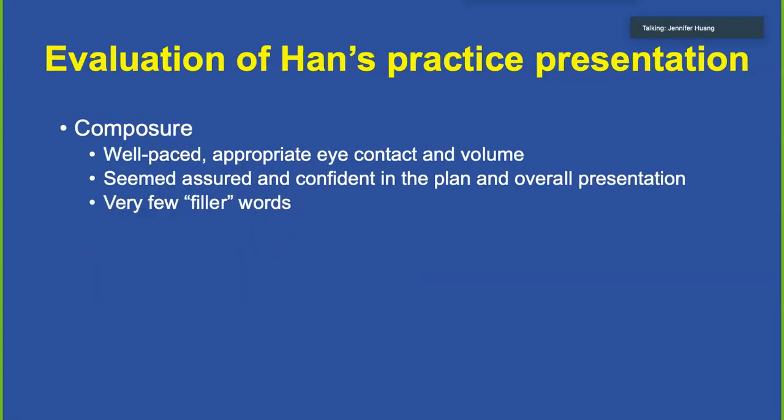In terms of his composure, he was well paced. He maintained appropriate eye contact and volume. He was very self-assured and confident in his overall presentation and plan, and he used very few filler words. So he had pretty great composure.